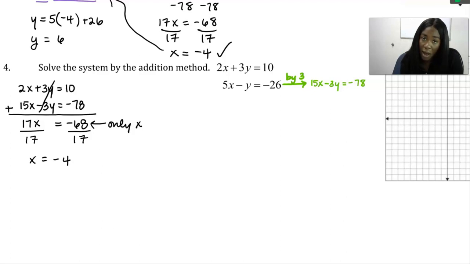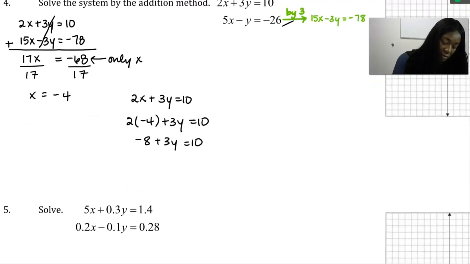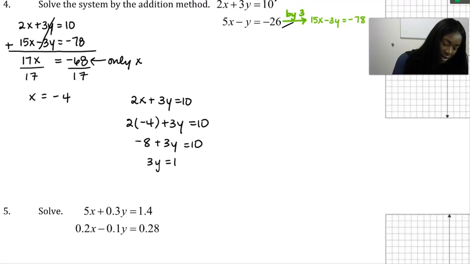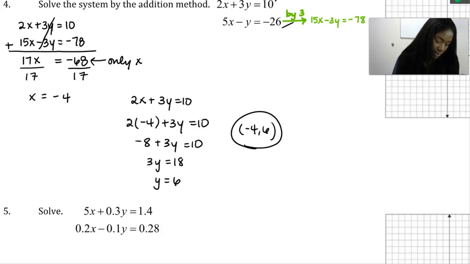Now to find the value of y, we can substitute x equals negative 4 into either equation. We could use this equation or that one. I'm going to choose the first equation just because. 2x plus 3y equals 10. I plug in that x is negative 4, so I have 2 times negative 4 plus 3y equals 10. So I have negative 8 plus 3y is equal to 10. I add 8 to both sides to get that 3y is 18. Then I divide both sides by 3 to get that y is equal to 6. So we have a solution of negative 4, 6.